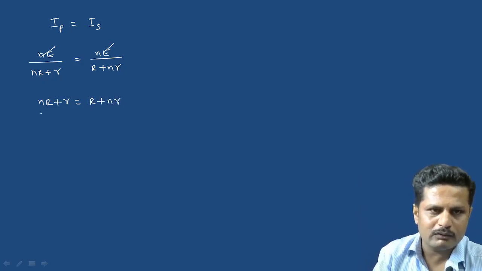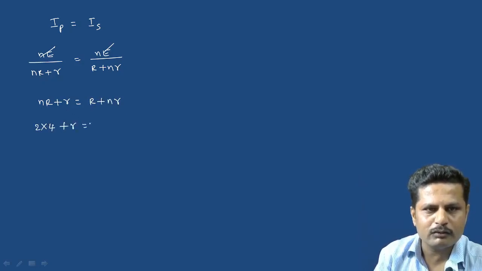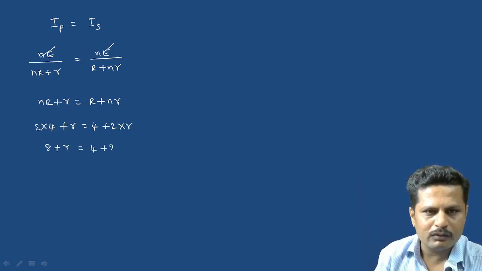Substituting the values, n equals 2 and external resistance R equals 4 ohm, and the internal resistance r we don't know, that has to be determined. So 4 times n, number of cells 2, plus r equals 4 plus 2r. Simplifying this, we get 8 plus r equals 4 plus 2r. Therefore r is equal to 4 ohm, that is, the internal resistance is 4 ohm.